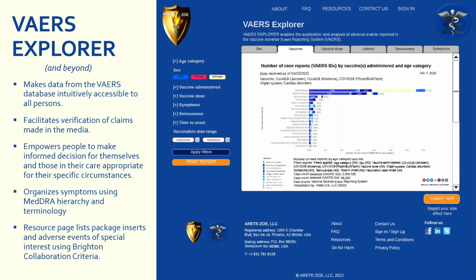VAERS Explorer facilitates verification of claims made in the media, enabling anyone to be their own fact-checker while advancing vaccine literacy. It is commonly accepted that adverse events are underreported for many reasons. Therefore, VAERS Explorer provides rich resource augmentation as additional decision support. VAERS Explorer empowers people to make confidently informed decisions for themselves and those in their care, appropriate for their specific circumstances. A series of selectable filters populate graphs augmented with tabular data.